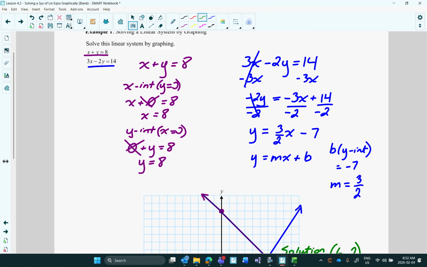So that's how we solve the system by graphing. The only problem is that it takes a long time. Algebra is quicker. And we're going to talk about 2 ways we can use algebra to solve these things. But we'll talk about that next week after the test. Okay.